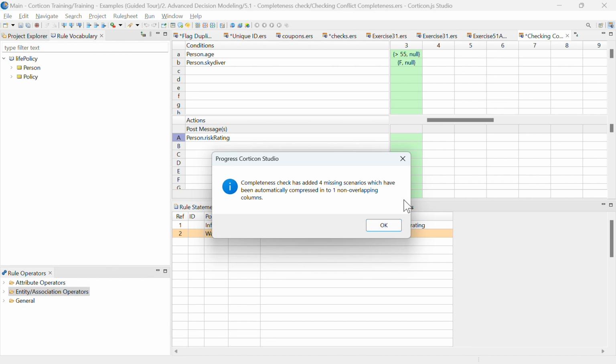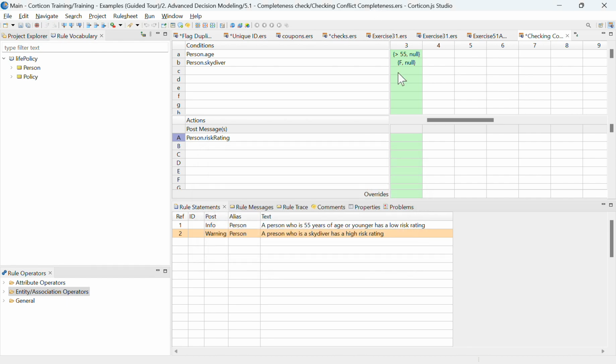So what do we do in that situation? Well, Corticon is going to auto-populate that combination of conditions, so I just need to say what should happen should that situation arise.